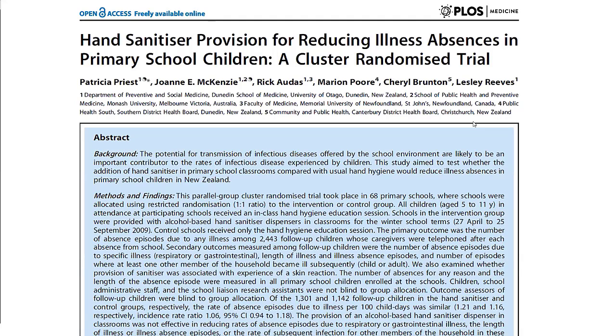This was a particular example just to highlight where I was involved in a trial looking at the effectiveness of hand sanitizers for reducing illness absences in primary school children. So what we did here was we randomized primary schools to either receive hand sanitizers or not, and then we looked at their infectious diseases at the end of a school term.